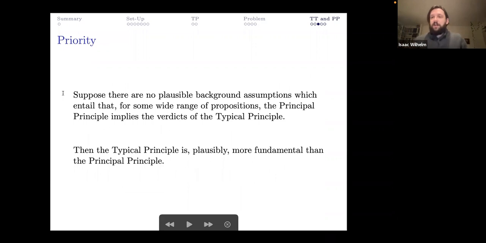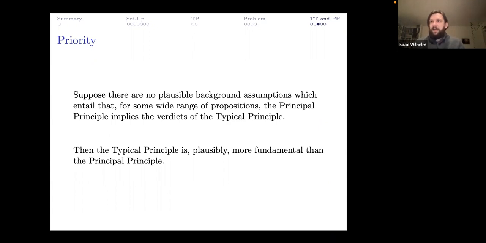So, a tentative thought to just throw out there. I've derived a big chunk of the principle from the typical principle. You can look at the derivation and see which conditionals you would have to flip to get the derivation to go the other way. And there's one in particular that flipping would look totally insane.